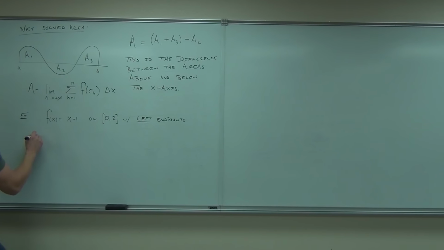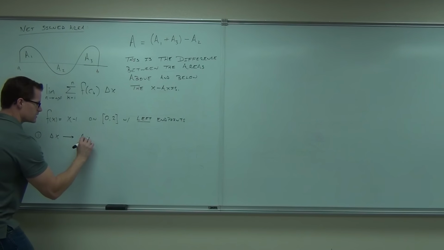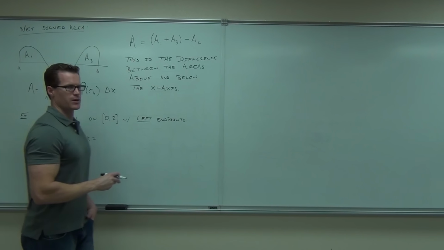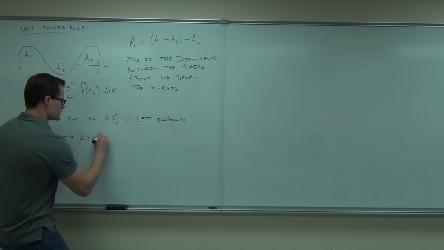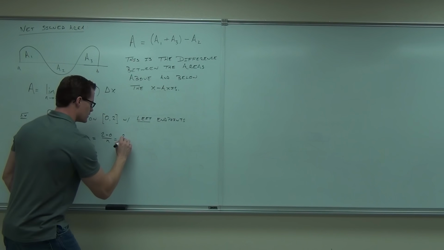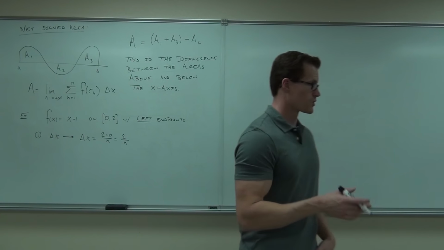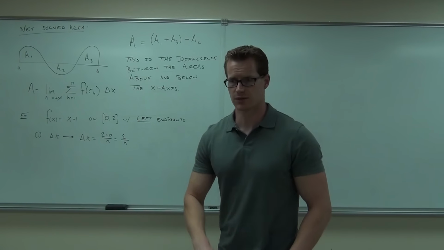I'm going to outline all the steps for you just like I did before. So delta x. In our case, delta x is... How do you find delta x? Come on, people, help me out. b minus a over n. 2 minus 0 over n. It should have an n in it. 2 over n. That's always your first step. You got to have that before you go any further because the next step uses delta x.